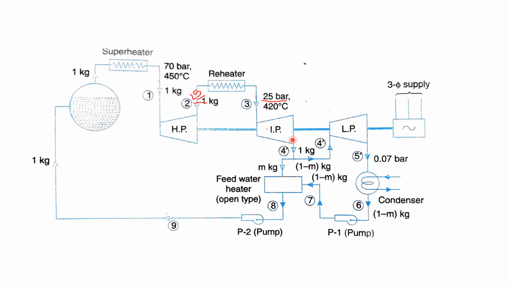We are just taking a steam bleed at the fourth state, and it is sent to the feed water heater. This one is taken as an open type. Then the remaining fluid, which participated in some expansion, goes into the low pressure stage. In the low pressure stage, this fluid is expanded up to 0.07 bar only.